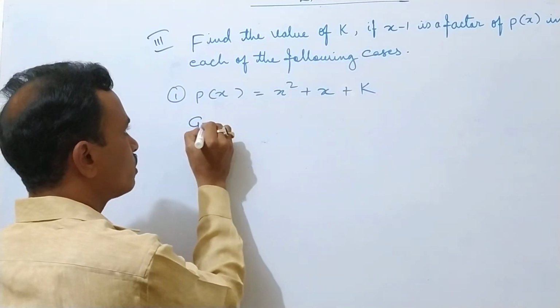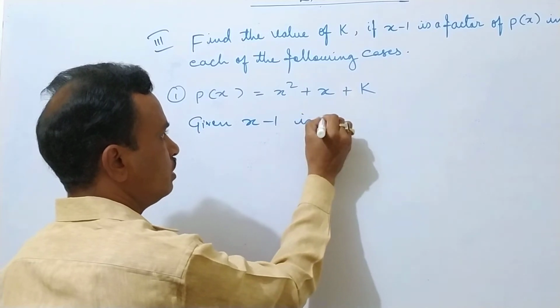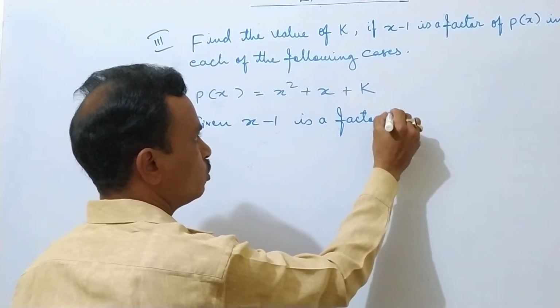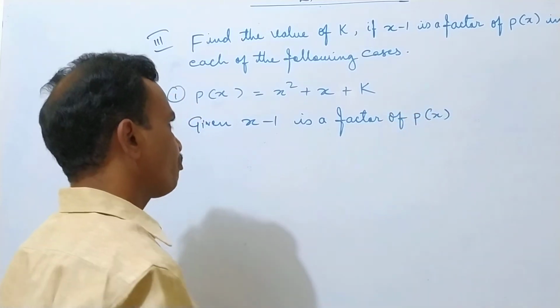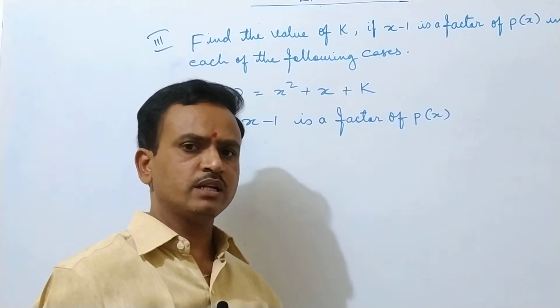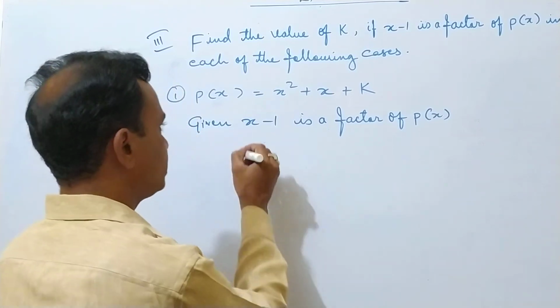So given x minus 1 is a factor of p of x. When it is a factor of p of x, it means the remainder is equal to 0. Okay.